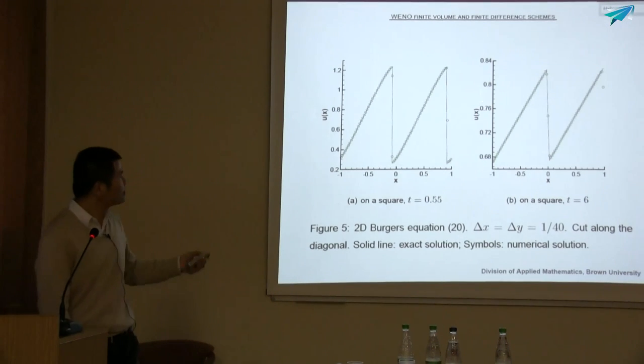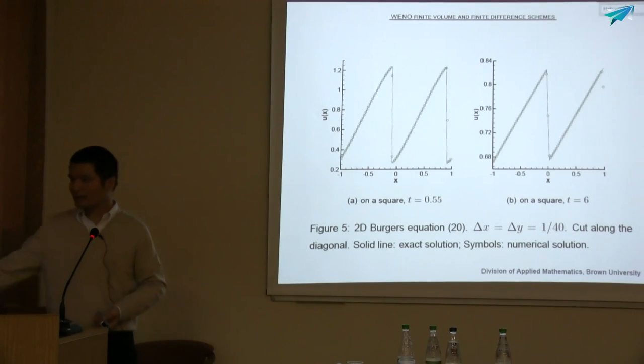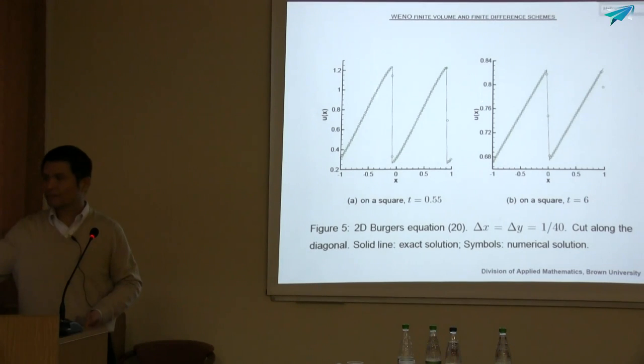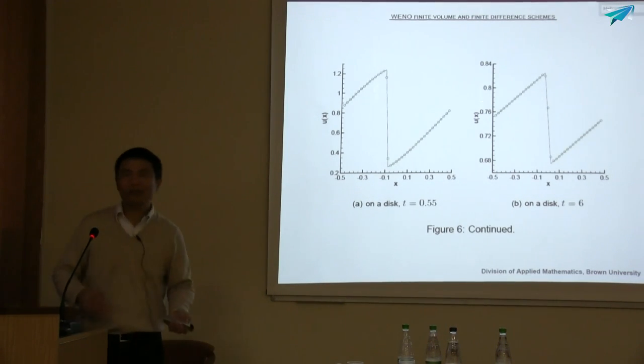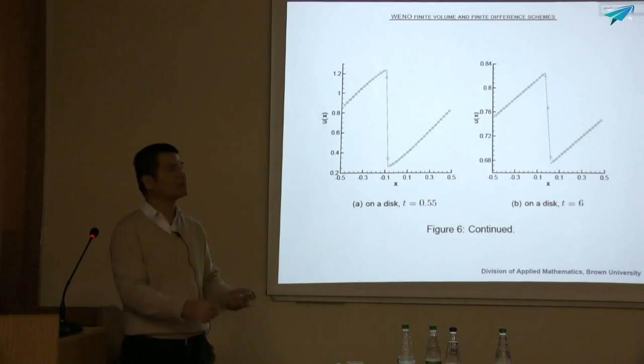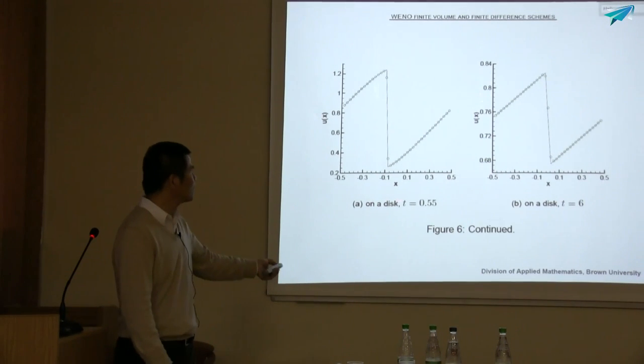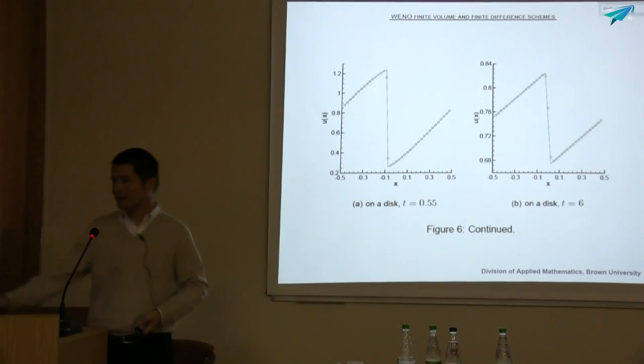So the solid line is the exact solution. The circles are the numerical solutions. And same thing here. The previous one was the result on a box. This one was the result on a disk. So on the disk, you get similarly good results.